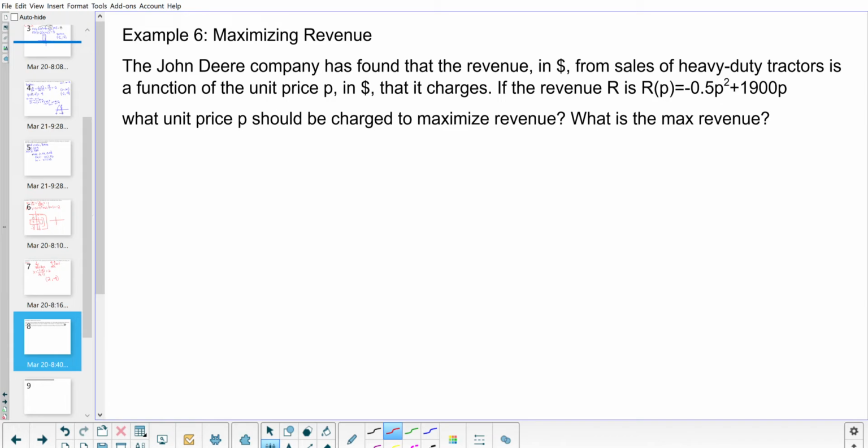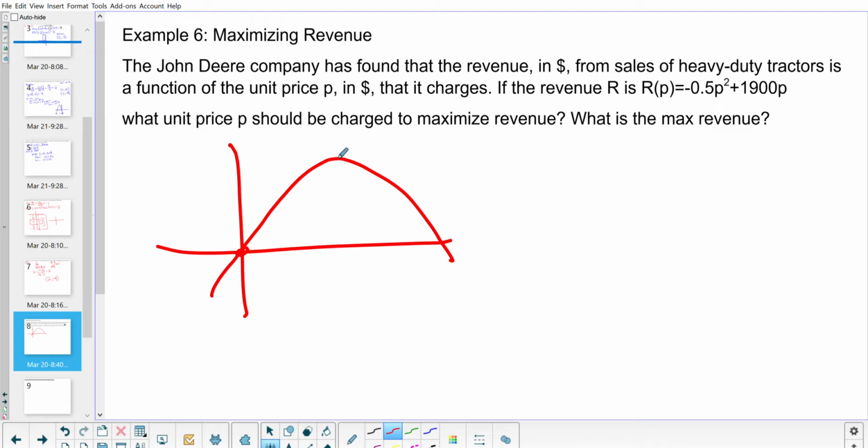Well, this parabola, since it is negative, and since it doesn't have a constant, I know that it's going to have a y and x-intercept at 0. It's going to look something like this. And this vertex is going to be the maximum, and that's the value p that maximizes R.